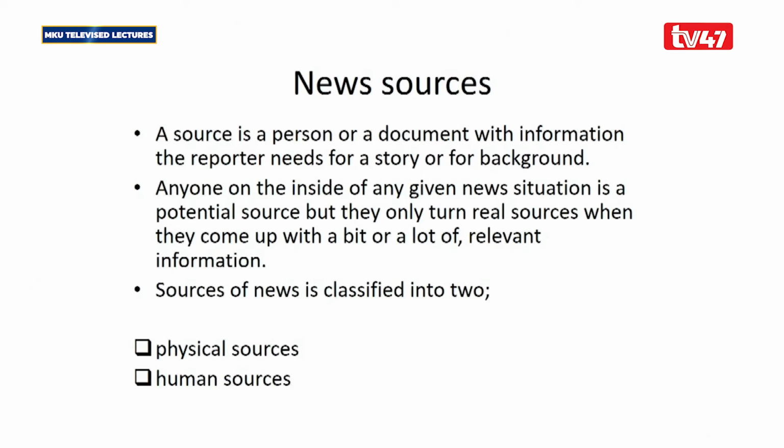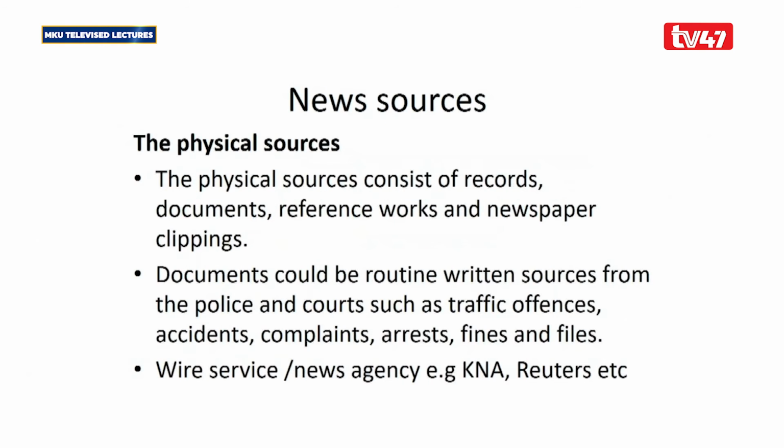So sources of news include the physical sources and the human sources. So what are the physical sources? Physical sources consist of records and documents, reference works, and newspaper clippings. They could as well be written sources from the police and the courts, such as traffic offenses, accidents, complaints, arrests, fines, and files.